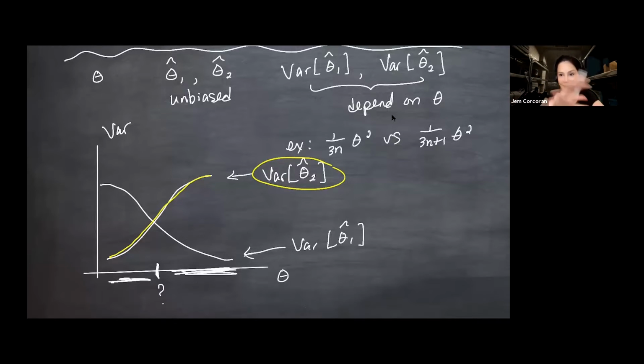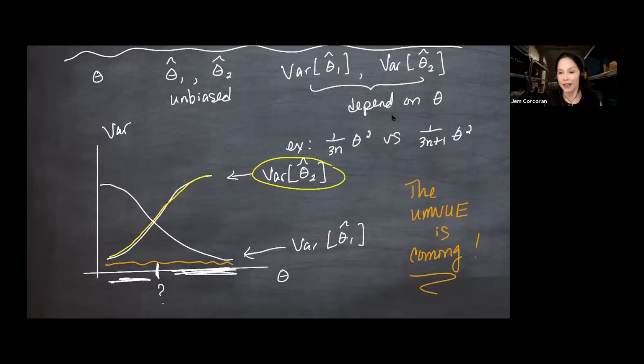And uniformly in math means like for all. So the UMVU coming up is going to be something that is below every possible variance function you could draw. So it corresponds to another unbiased estimator, but you can guarantee the variance as a function of theta is below any other variance of any other unbiased estimator in all the land. The UMVU is coming. Let's get back to convergence in distribution.